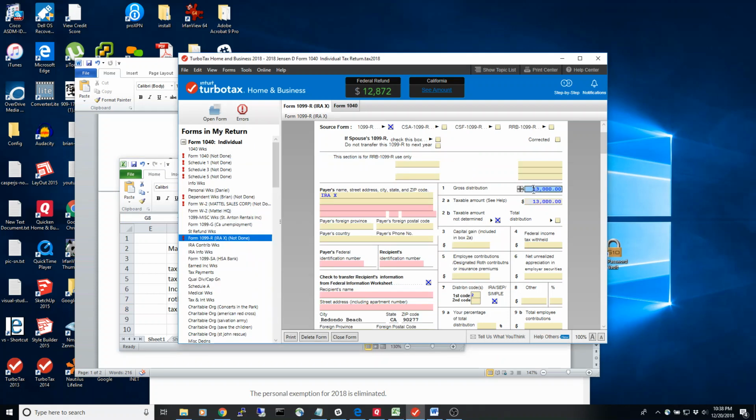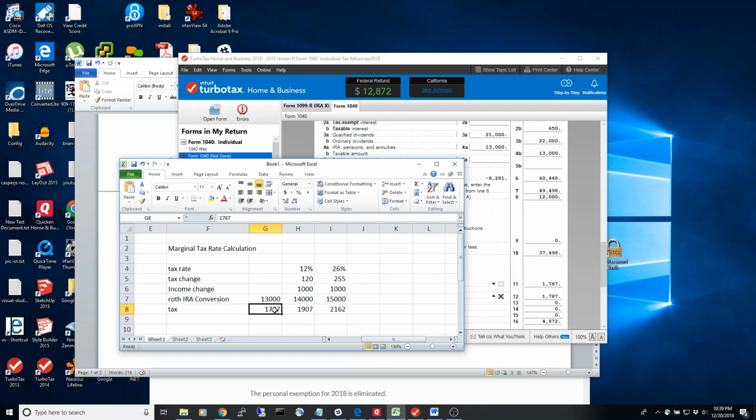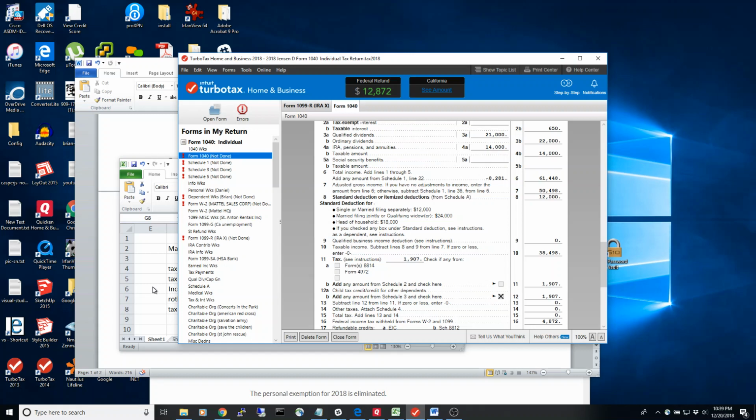We basically put 13,000 in box 1 and box 2A of the 1099 form. We flip over to the 1040 and we look at what the tax is, and it's 1787. Okay, so I put that down. Let's go up another step. Now let's say it's 14,000 here, and put 14,000 here. Let's flip to the 1040 and we get 1907.